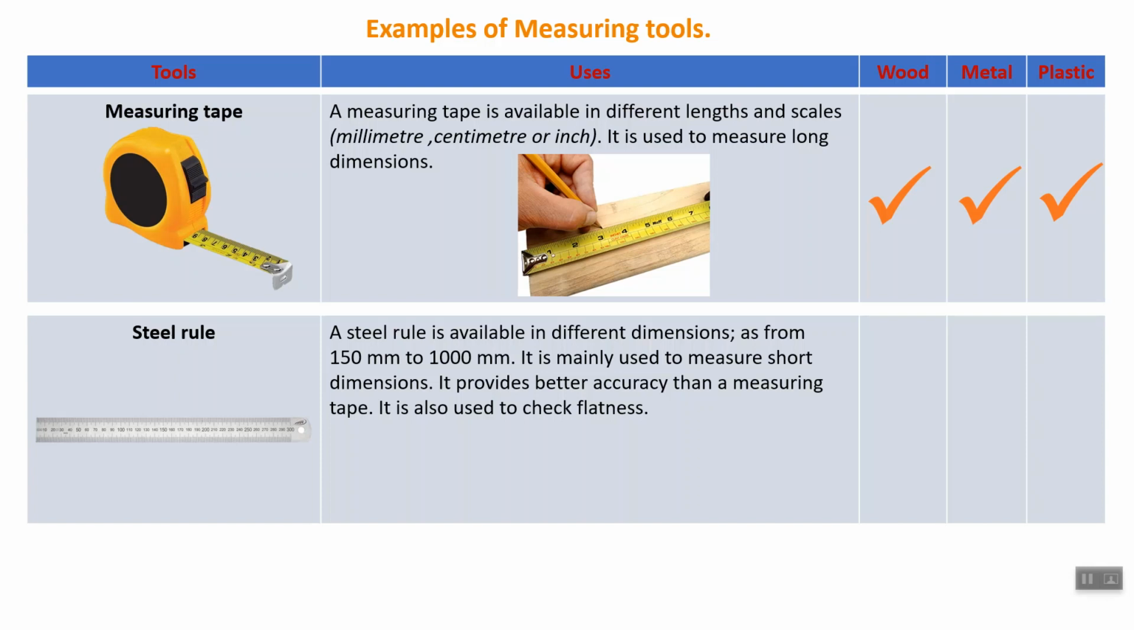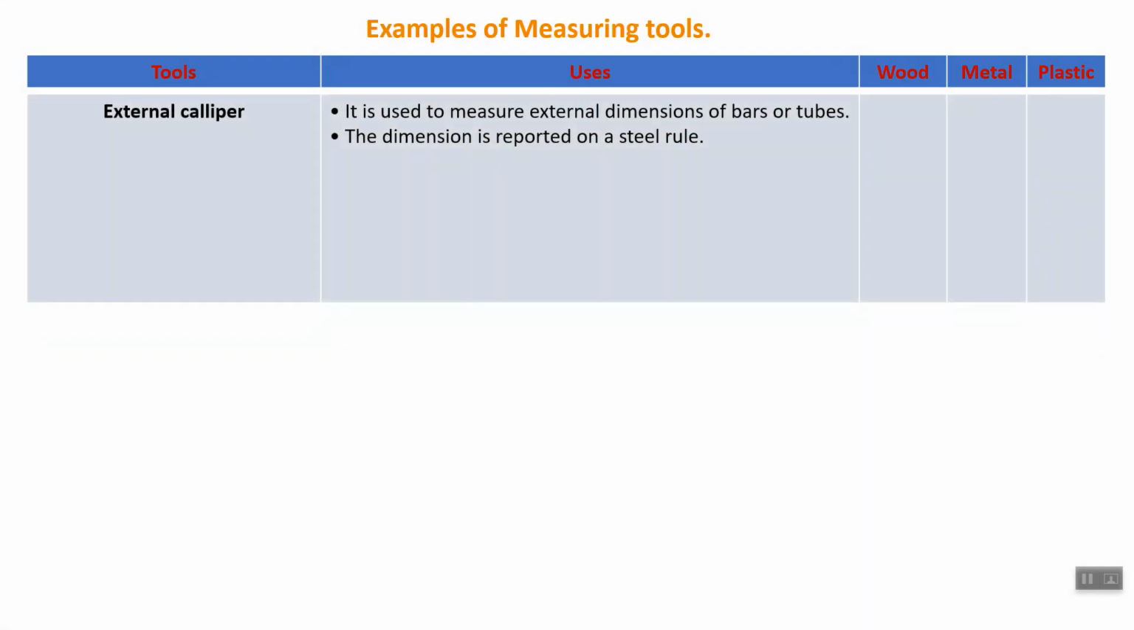It provides better accuracy than a measuring tape. It is used to check flatness also, whether the material is flat or not. It is used on wood, metals, or plastic. These are the two most frequent measuring tools we have in a workshop. Then we also have some other measuring tools.